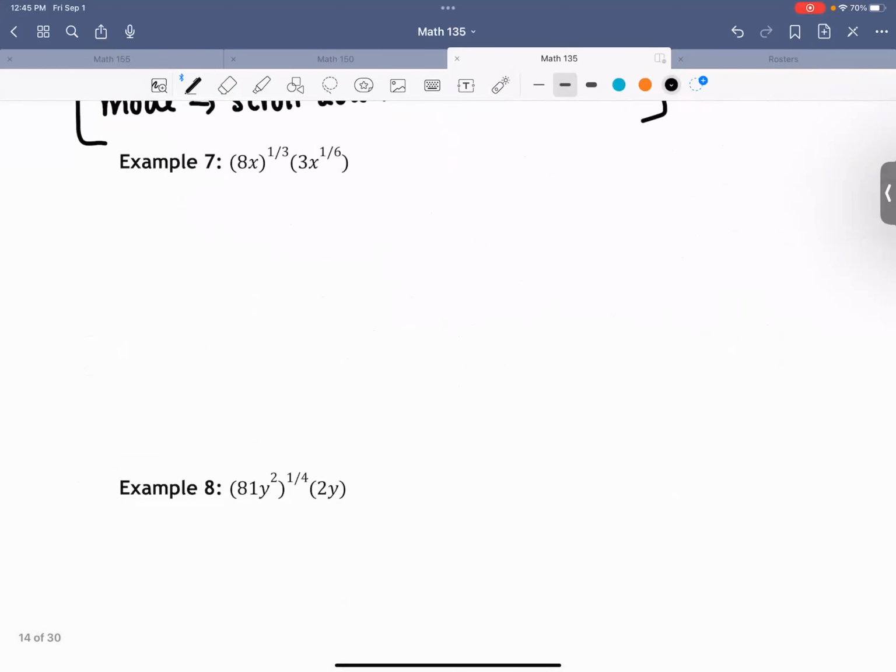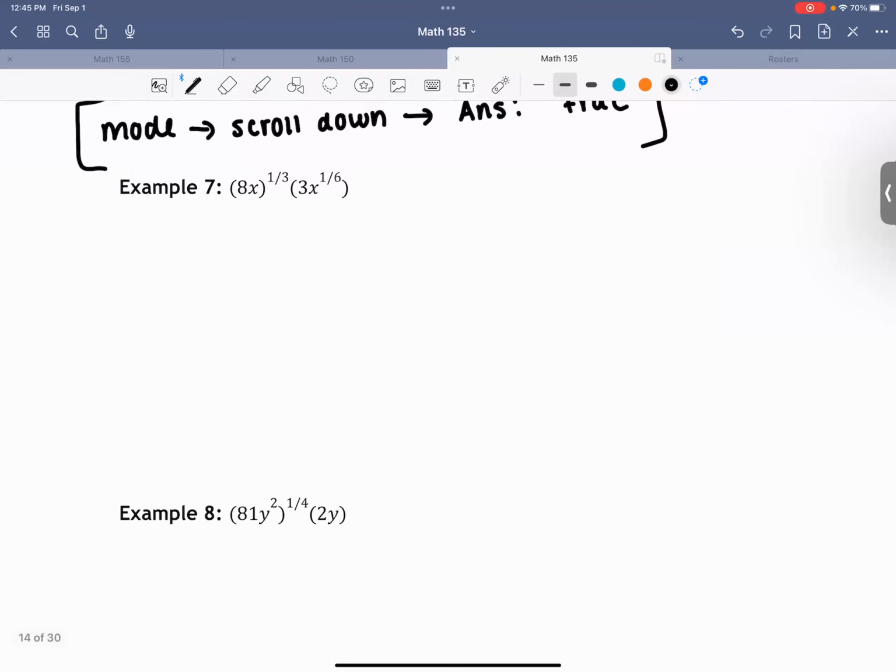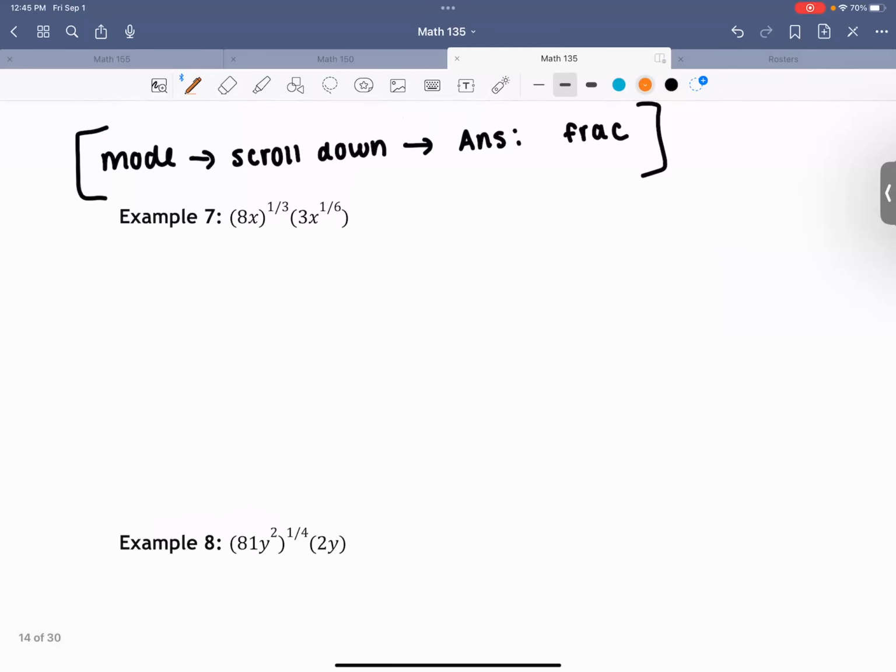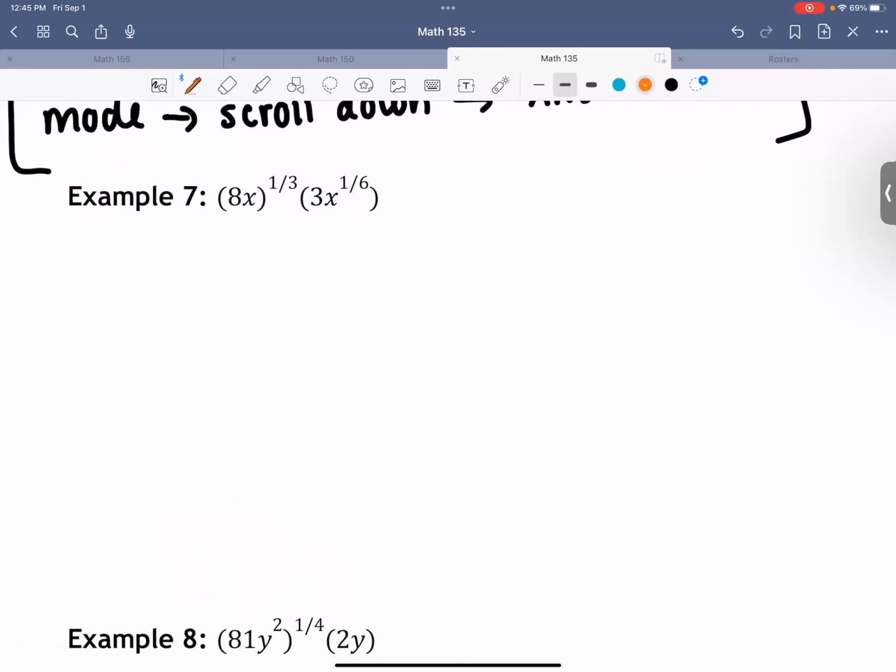Here we have example number 7, okay? And now we have a bunch of stuff going on with fractional exponents and a bunch of different steps to do. But I promise you they work the same as you normally would use them, okay? So taking a look at this example, any ideas on what we can do to simplify this a little bit better?